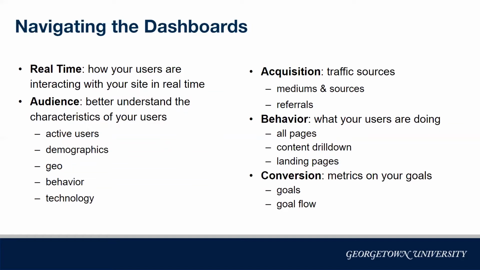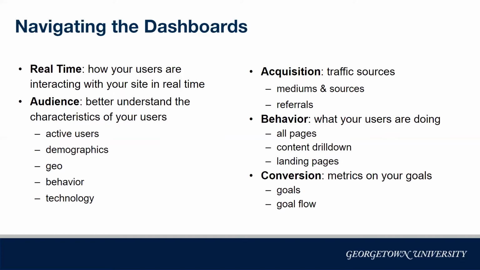In the acquisition report, you'll be able to see information on the different traffic sources your users are using. So this is going to be stuff like mediums and sources and referrals. Next is the behavior report. And this is going to give you information on what your users are doing on your site. So this is going to give information on things like your site content. So you'll have the sections like all pages, content drill down, as well as information on landing and exit pages.